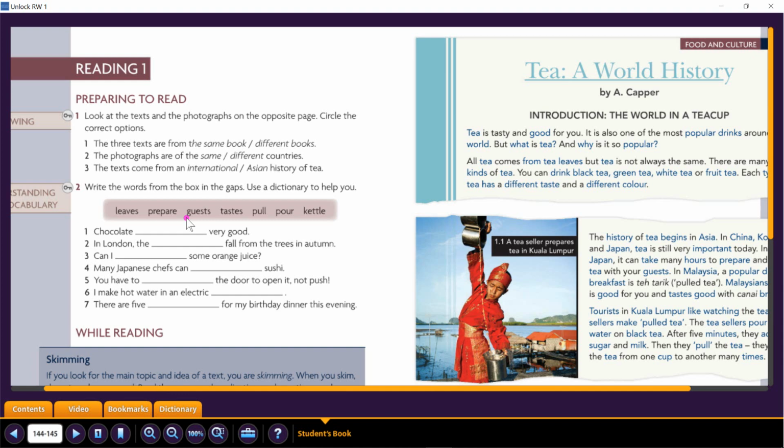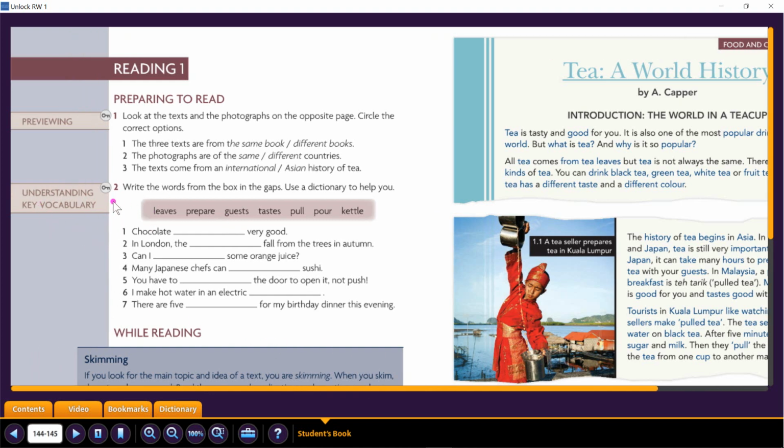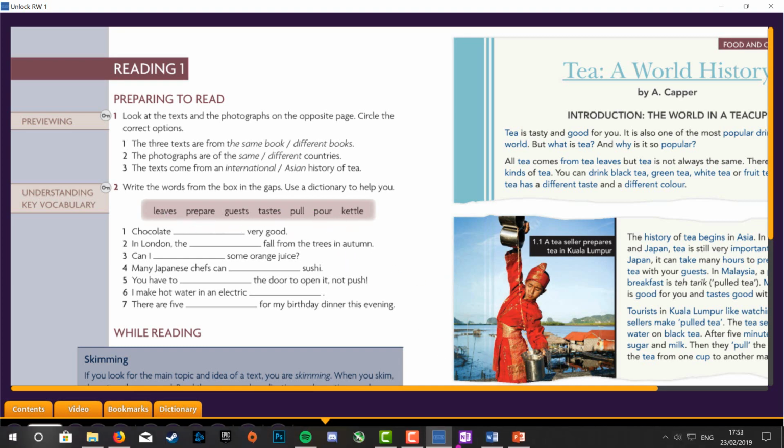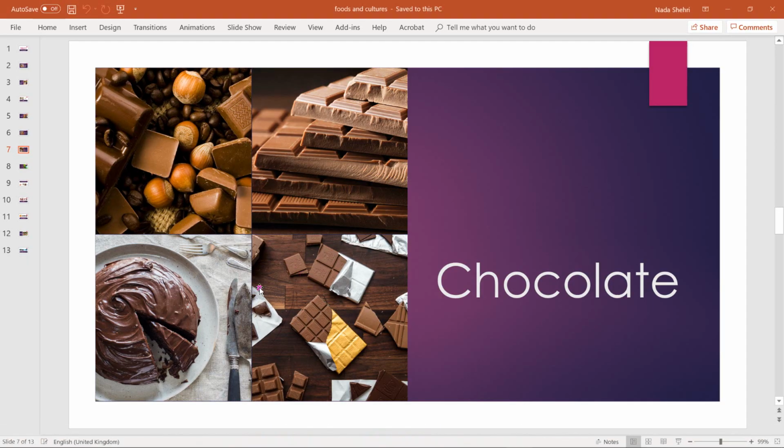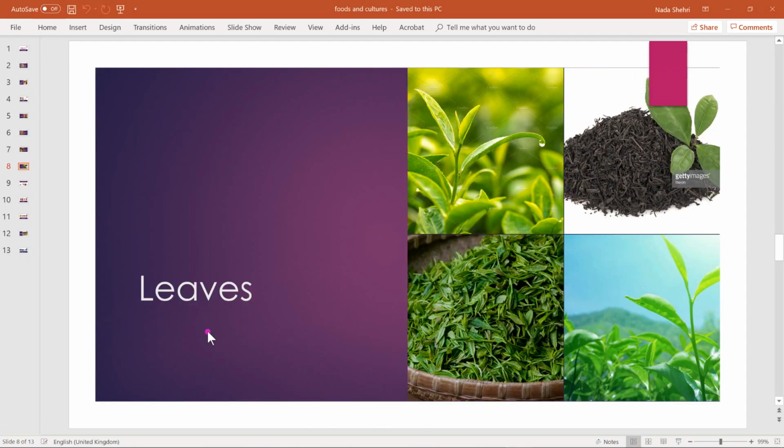Okay, after we previewed the text, we need to understand key vocabularies. Task number 2 says, write the words from the box in the gaps. Use a dictionary to help you. As usual, we will use visuals to help us understand these vocabularies. Starting with number 1, which is leaves.